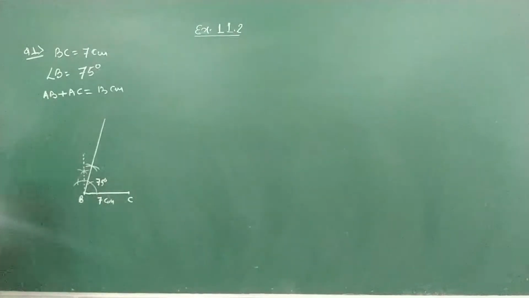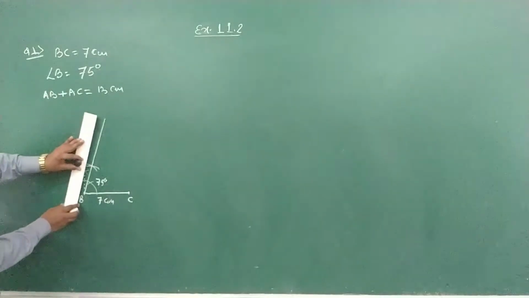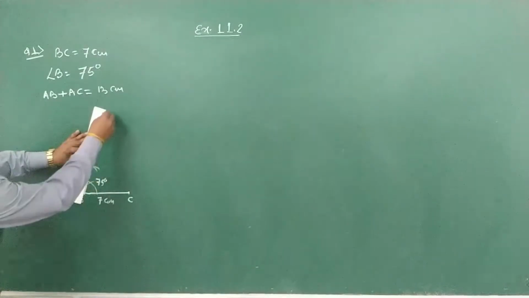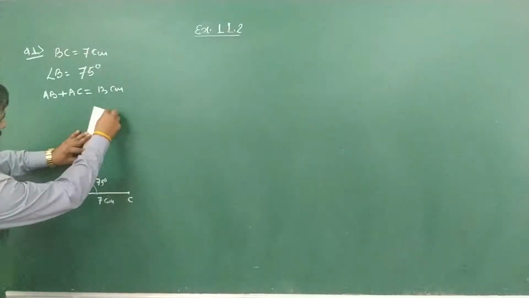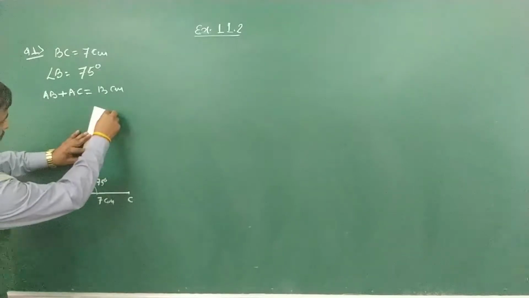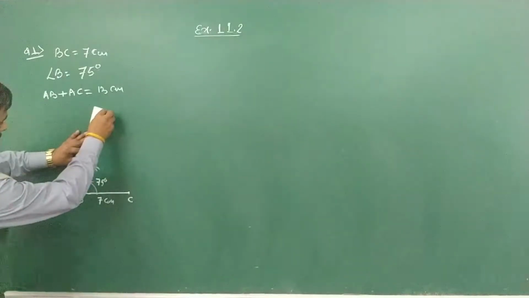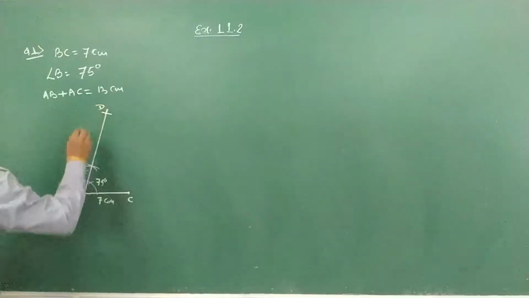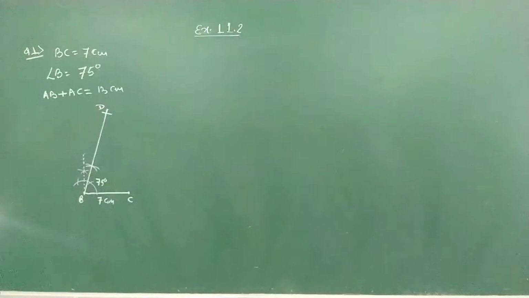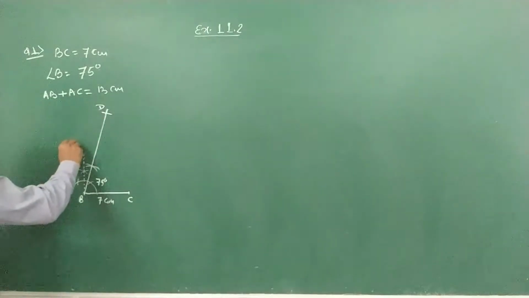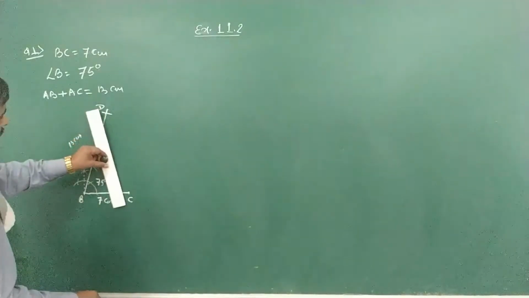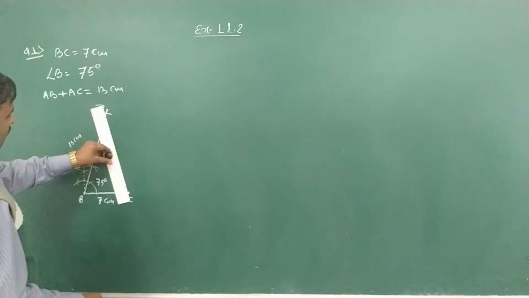Then draw an arc BD equal to 13 centimeter. So I have just drawn an arc of 13 centimeter. You can use your scale or you can use your compass also. So this is your 13 centimeter and I'm marking it as D. So draw an arc of 13 centimeter, BD is equal to 13 centimeter. Now join CD.